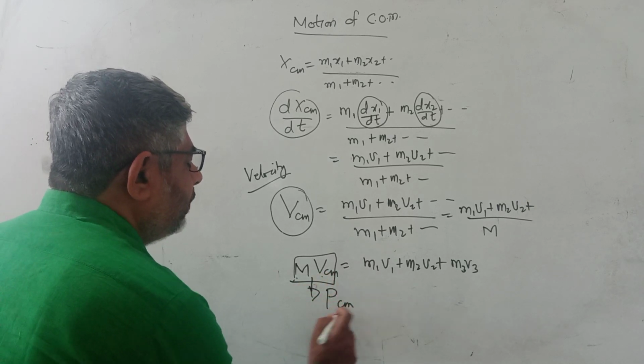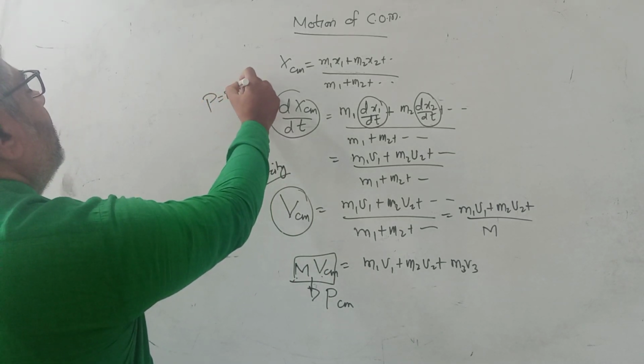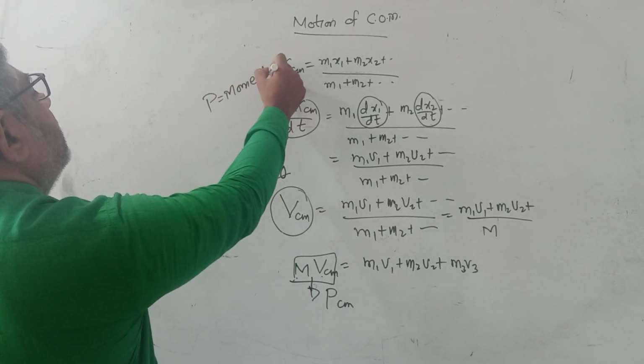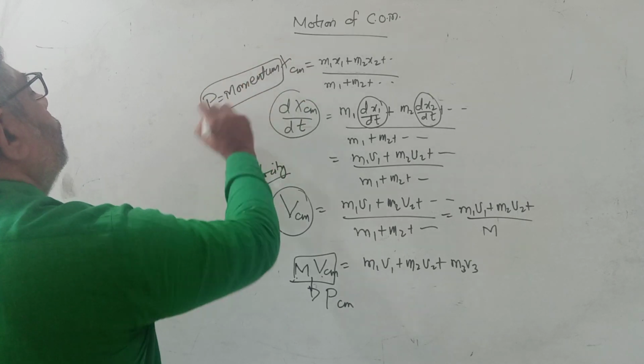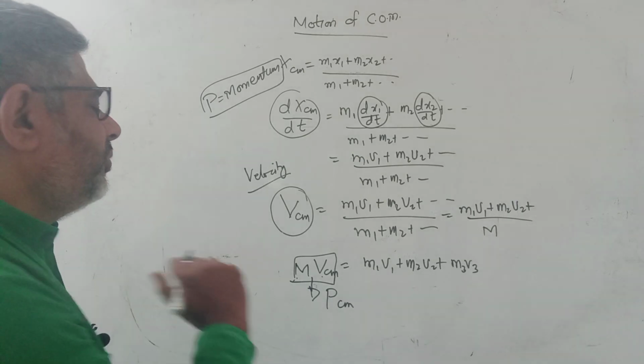You will be surprised what this is. p is the symbol for momentum. In physics, when you say p, it means the momentum. So this is pcm, the momentum of the center of mass.